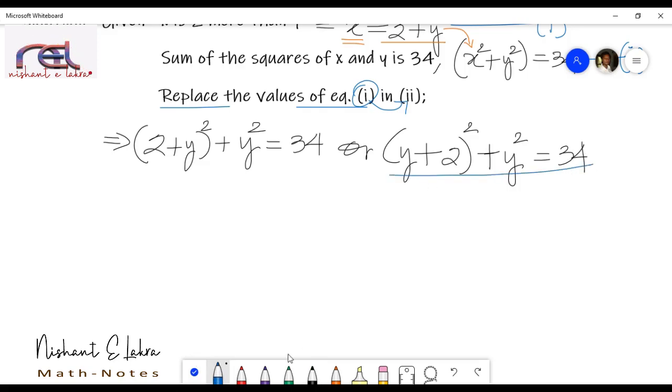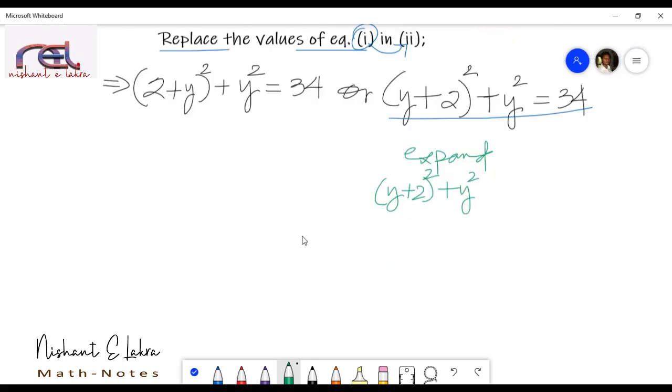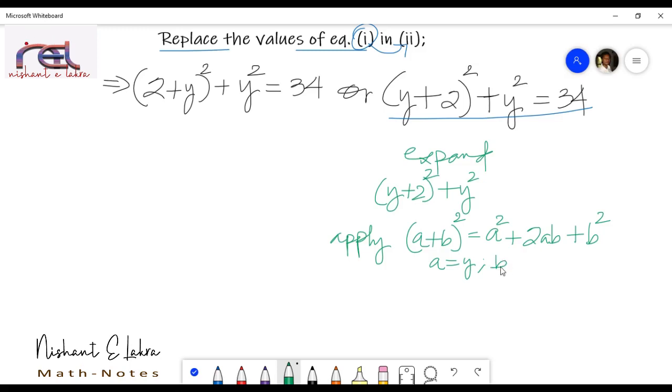Now let me explain to you how to expand this y plus 2 whole square plus y square. We will apply the expansion of a plus b whole square, that is a square plus 2ab plus b square, right? That is the expansion of a plus b whole square. So this is what we will be applying to expand y plus 2 whole square. Y refers to a and 2 refers to b.